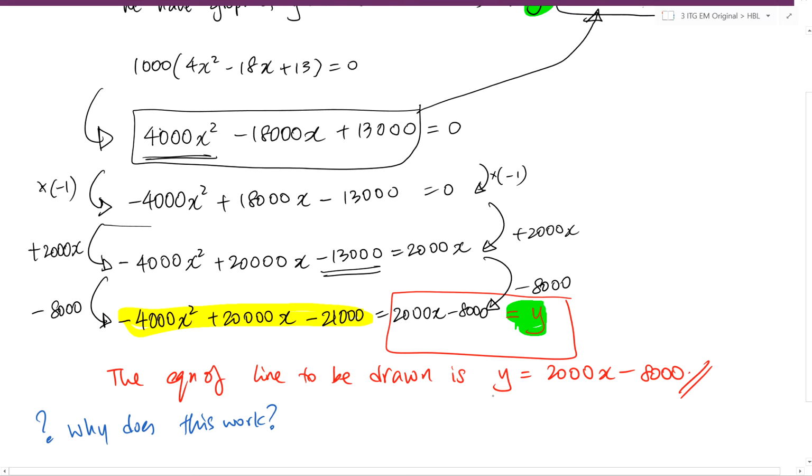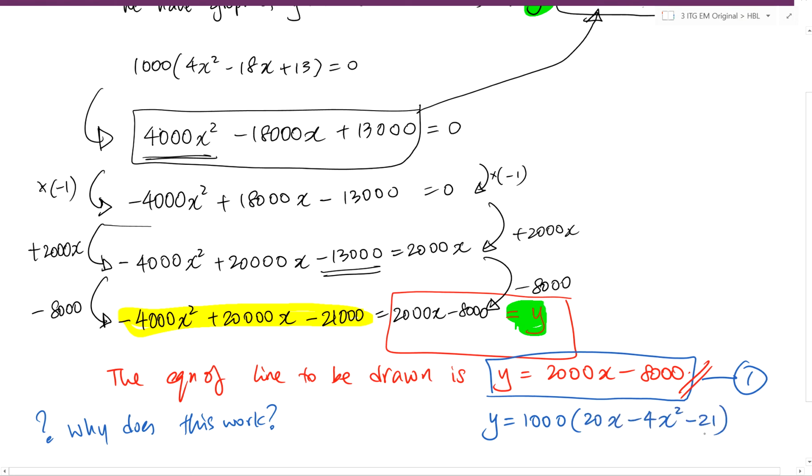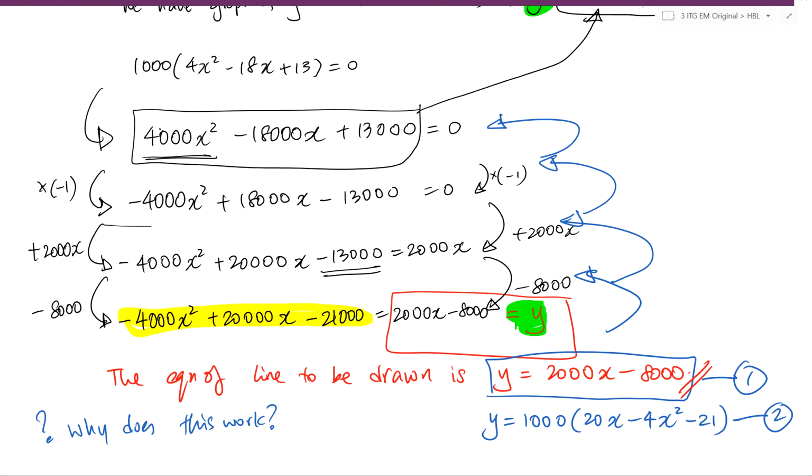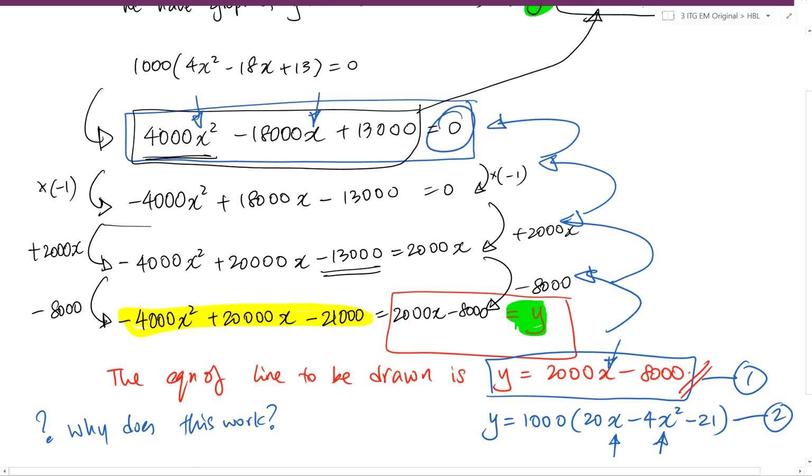Well, if we try to solve this equation, let's call this equation number 1, and we solve another equation, which is the one that we have already plotted, which is y equals 1000 times 20x minus 4x squared minus 21. If we try and solve these two simultaneously, we will be working backwards. In other words, we will then be trying to solve this given equation. Whatever the x values are that suit these two equations will cause the right hand side of the given equation to be equal to 0.